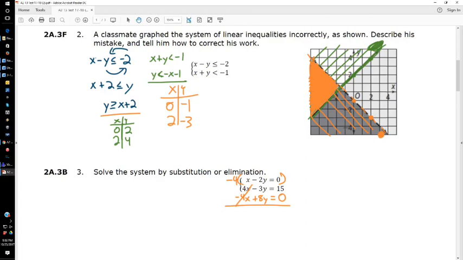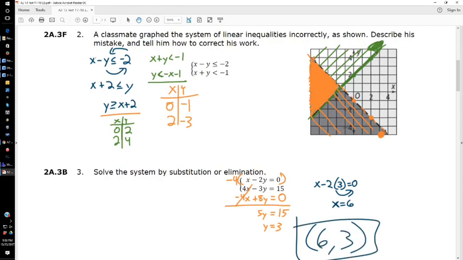Those go away. 8 minus 3 is 5. 15 plus 0 is still 15. And 15 divided by 5 is 3. So y is 3. And if y is 3, let's plug that in. x minus 2 times 3 equals 0. 2 times 3 is 6. Move it to the other side, so x equals 6. Cool. So your answer is (6, 3).